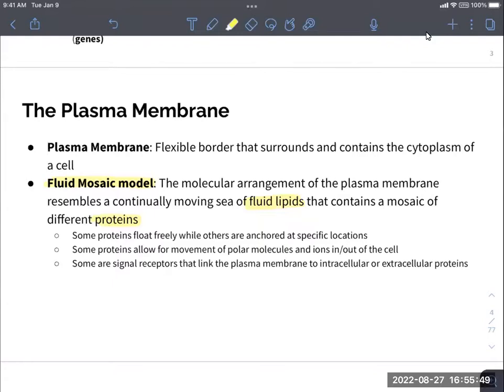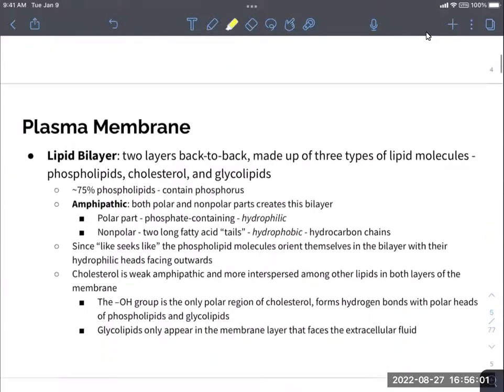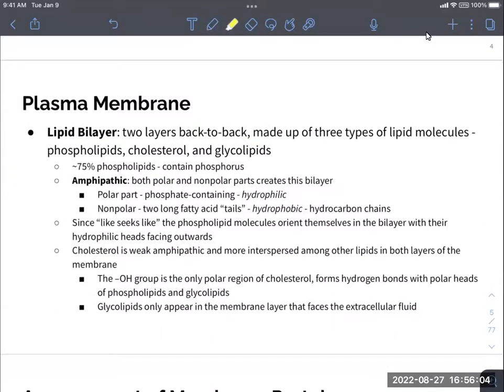Some are signal receptors that link the plasma membrane to the intracellular or extracellular proteins. This lipid bilayer, it's bi, so it's two. It's two layers back to back. And it's made up of three different types of lipids. We have phospholipids, so phosphate-containing lipids or phosphorus, cholesterol, and glycolipids. Glyco has glycogen. Most are phospholipids because they contain phosphorus.